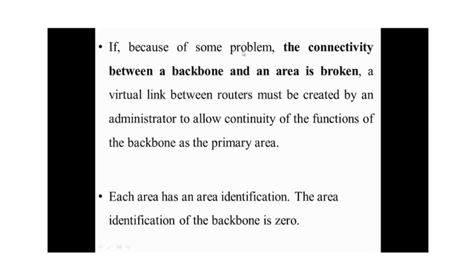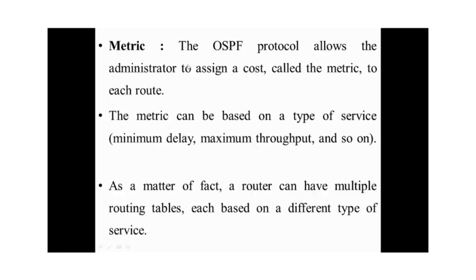If because of some problem the connectivity between the backbone and an area is broken, a virtual link between routers must be created by an administrator to allow continuity of the functions of the backbone as a primary area. Each area has an area identification. The area identification of the backbone is 0.